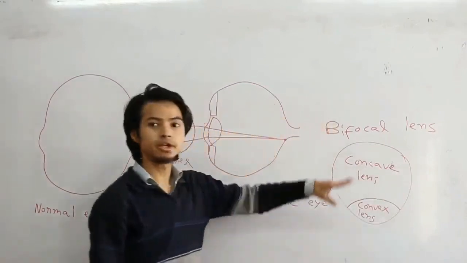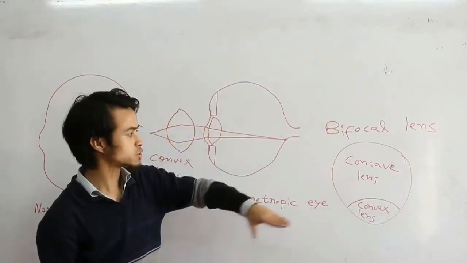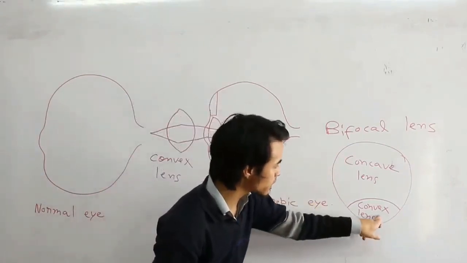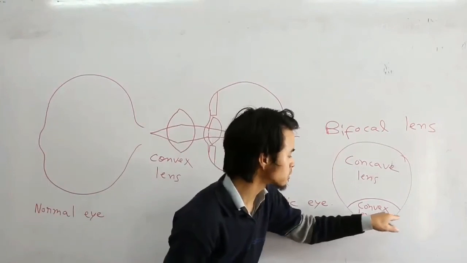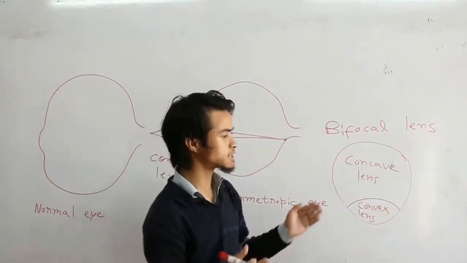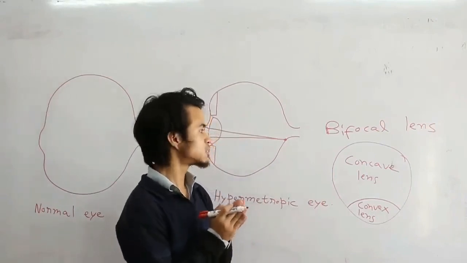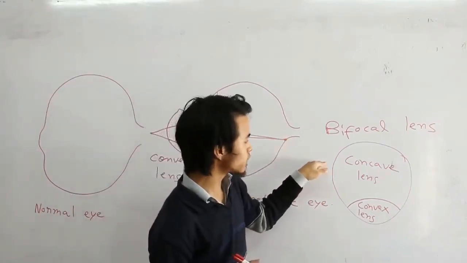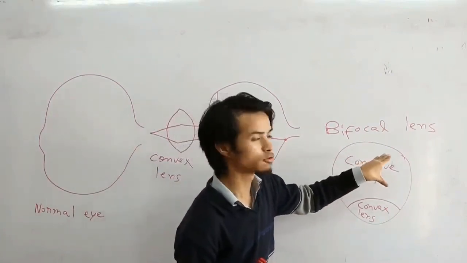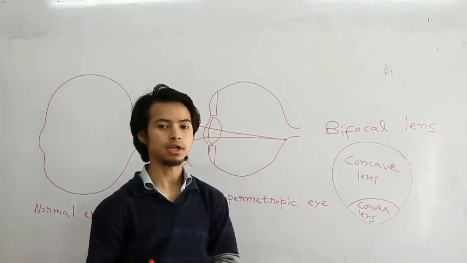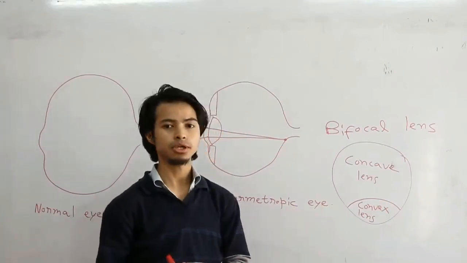lens. So when an elderly person wants to look at a near object, the light rays on entering the convex lens will get converged properly on the retina, and hence the old person can see that image clearly. And when the old person wants to look at far away objects, the light rays on entering the concave lens will get converged properly on the retina due to the help of the concave lens, and hence we can see that object clearly.